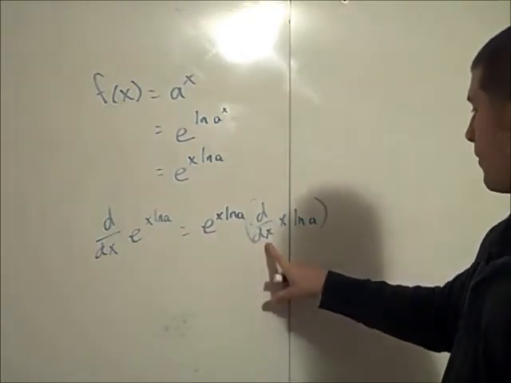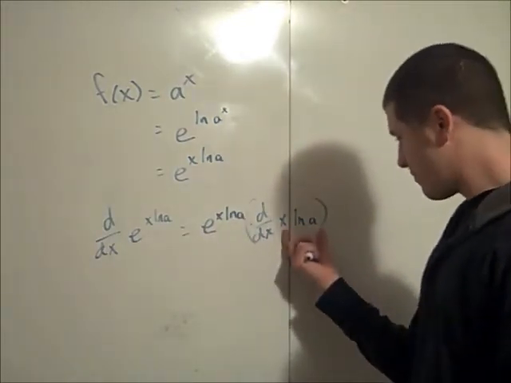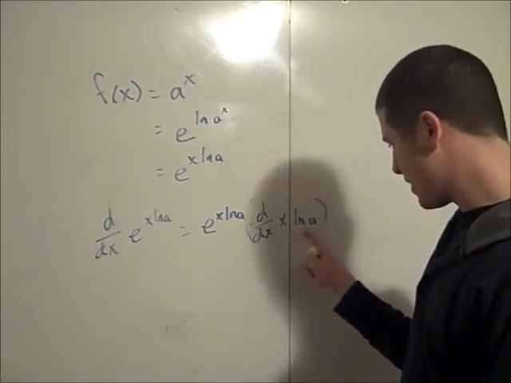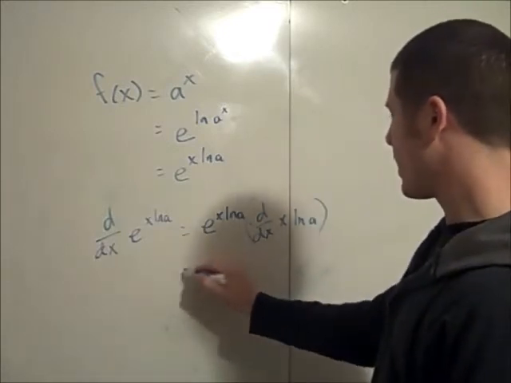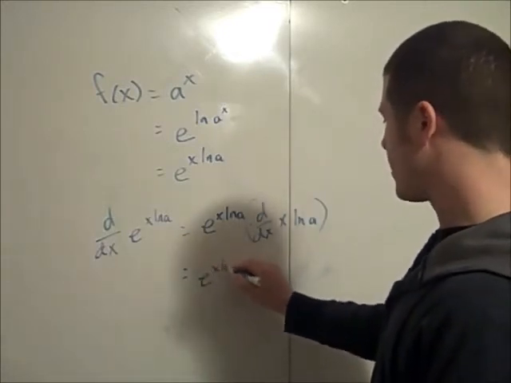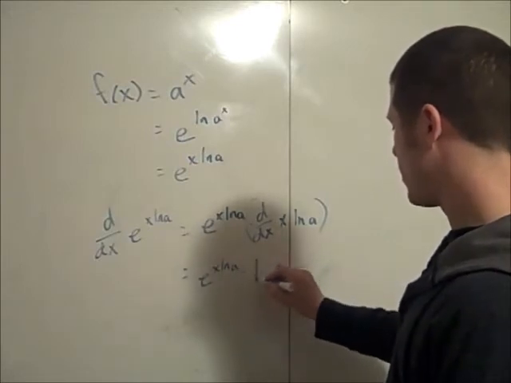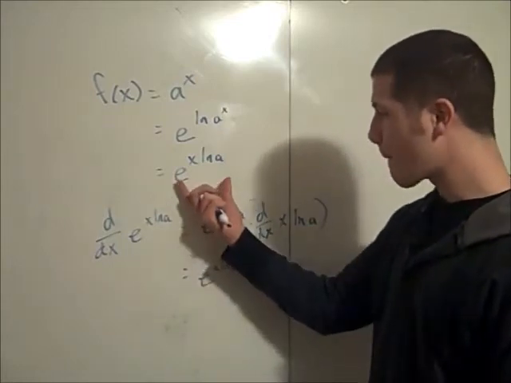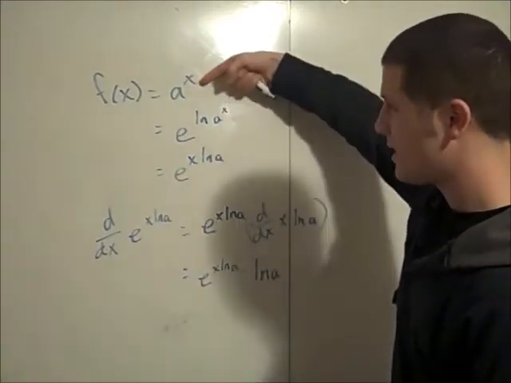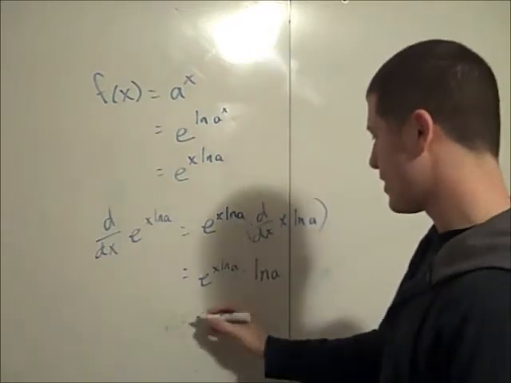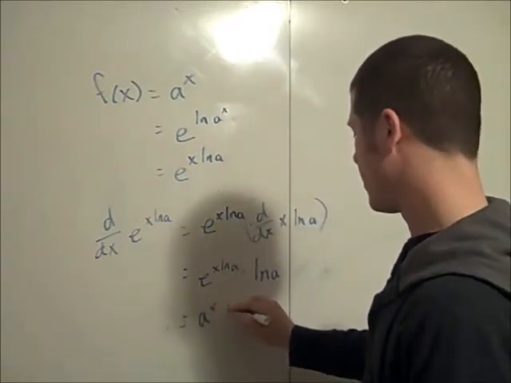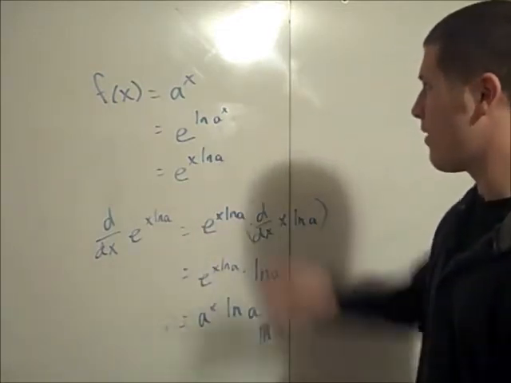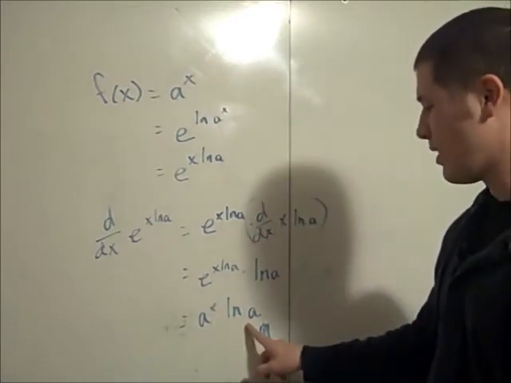The derivative of, so this is a linear function. This is just some number times x. And so the derivative of it is just this number log a. And so we get e to the x log a times log a. But remember that e to the x log a is exactly a to the x. So this is a to the x log a. So that's why the derivative of an exponential is the exponential times the log of the base.